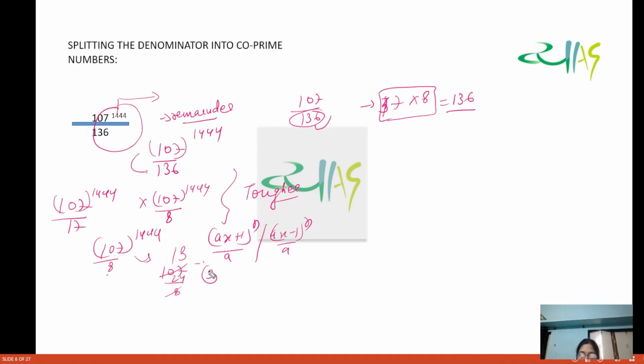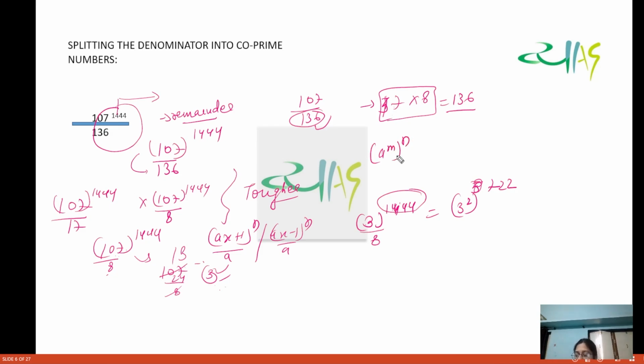27 minus 24, you will get 3 as remainder here. So when you get 3 as remainder here, just write it as 3 to the power 1444 divided by 8. Now see, this 3 to the power 1444, I can write as 3 square to the power 722, because what I did is I just took 2 away from this.